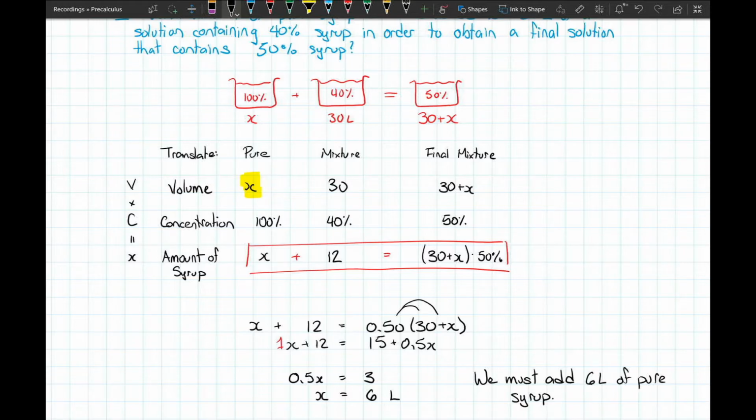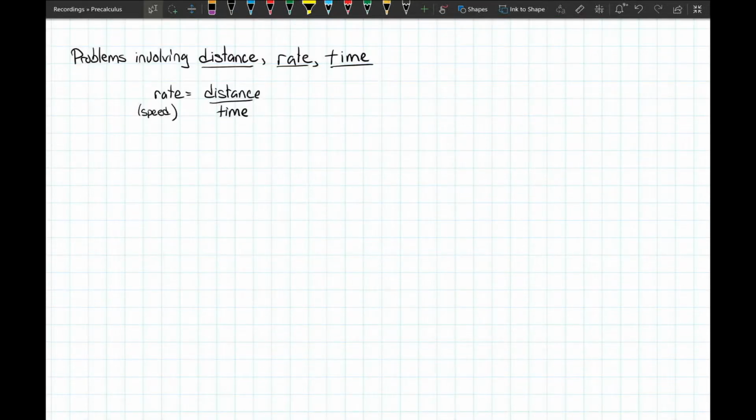Now, let's take a look at problems involving distance, rate, and time, or distance, speed, and time. There's another relationship here that's going to be very important. For problems involving distance, rate, and time, it's useful to know the relationship that the rate, or the speed at which something is traveling, is equal to distance traveled divided by the time elapsed. And much like in the concentration formula example, this can always be rearranged to get distance is equal to rate times time.